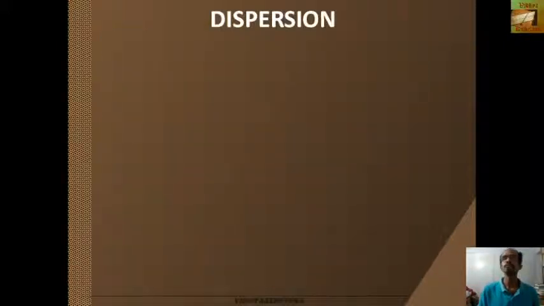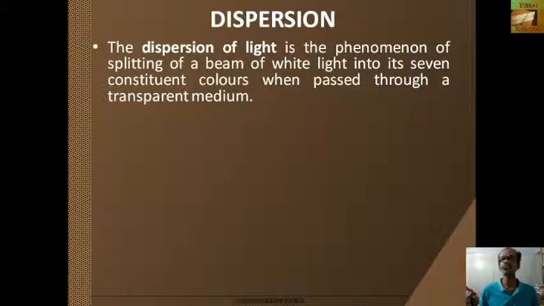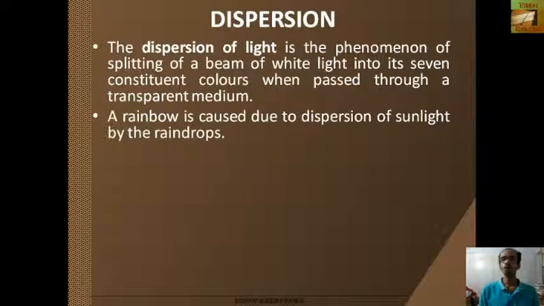Now we can see the concept of dispersion. The dispersion of light is the phenomenon of splitting of a beam of white light into its 7 constituent colors when passed through a transparent medium. A rainbow is caused due to the dispersion of sunlight by the raindrops. In the case of a rainbow, the raindrops act like small prisms, and the refraction of light, as we have already discussed in the case of a prism, happens inside the raindrops, which causes dispersion of the sunlight.